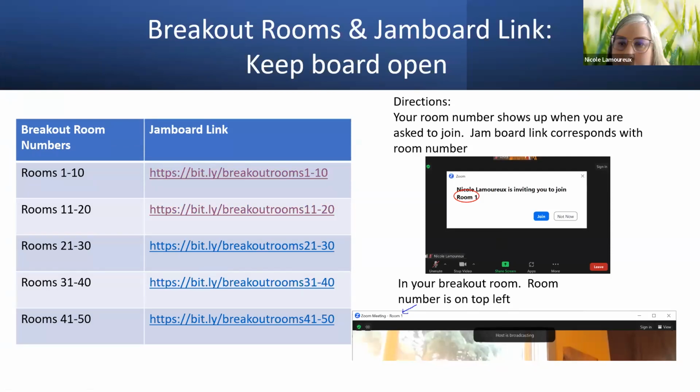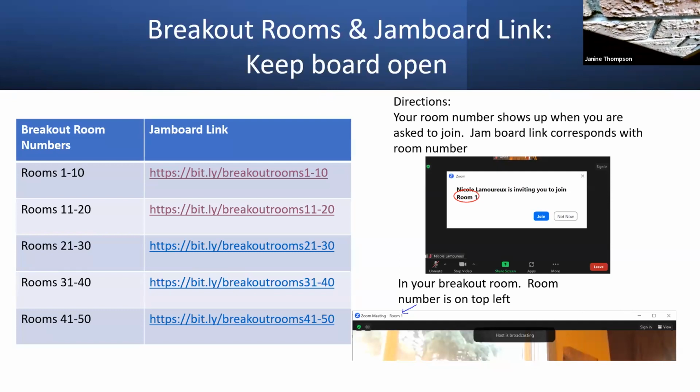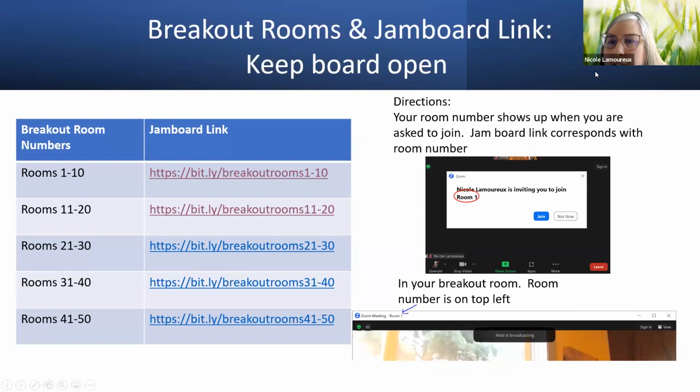Okay, people are starting to come back. Nothing happened in our breakout room. Did the link not work? Nope, I just got a black screen and the participants. And Janine, were you with anybody else or just by yourself? Oh no, there were 4 or 5 others in there. But they couldn't access the Jamboard? No.